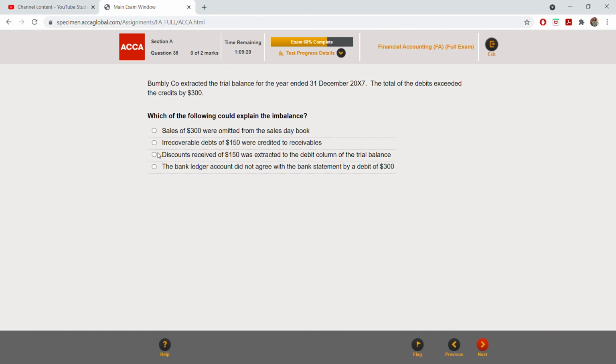How? Explanation is required because discount received is what? It is a credit balance, right? And it's an error of commission. Because it has been written on the debit side. Let me start again. Discount received was extracted to the debit side. First of all, it is an error of commission, then it is on the wrong side. Two mistakes are there.